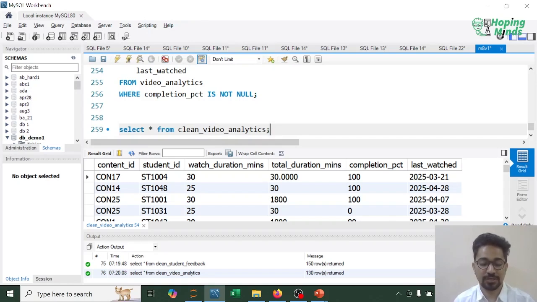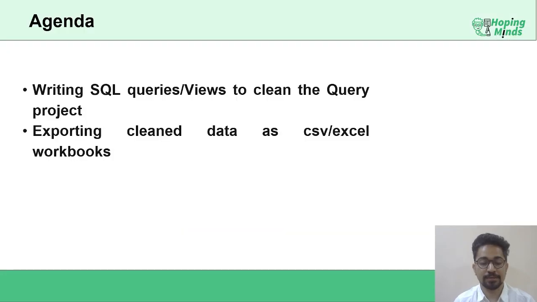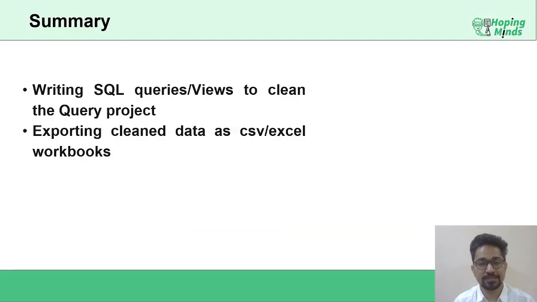So that brings us to the end of this session. Let's switch to the PPT. In this session, we have discussed and implemented how to write queries/views to clean the project dataset. We have also exported the cleansed data to Excel/CSV workbooks for further analysis and processing. In the next session, we'll be identifying and writing all the major KPIs and the problem statements that can be solved on this data set.